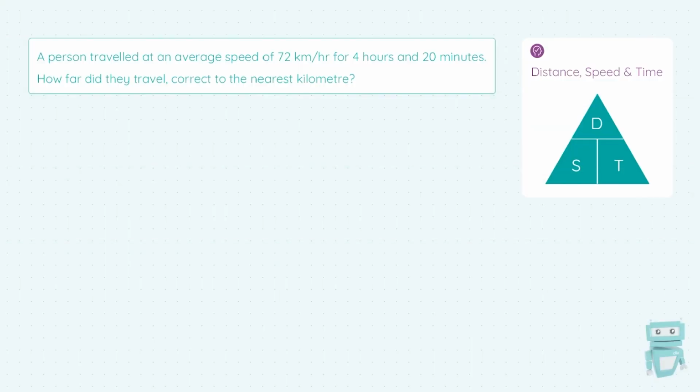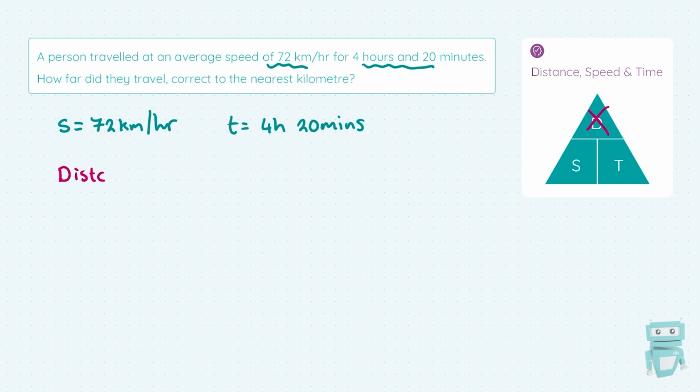Let's try another one. I'm told a person travelled at an average speed of 72 kilometres per hour for 4 hours and 20 minutes. How far did they travel correct to the nearest kilometre? So let's write down what we have. We have the average speed. So I know S here is going to be 72 kilometres per hour. And I also have the time it travelled. T here is going to be 4 hours and 20 minutes. And we're asked how far did they travel. So we're going to be looking for the distance here. And I'll cover D in my triangle and say that our distance here equals our speed times time.